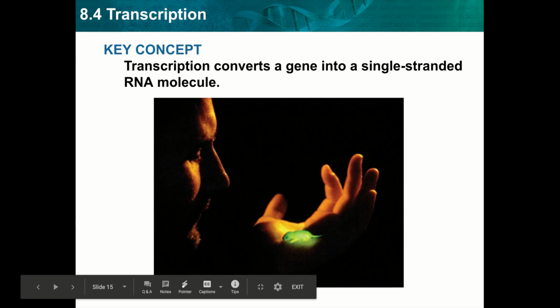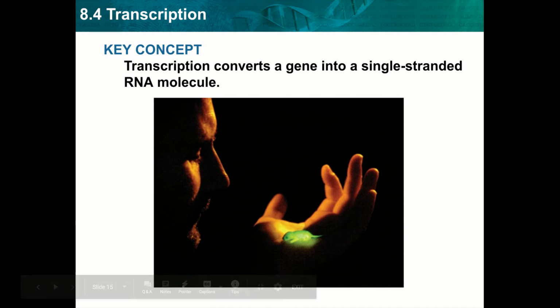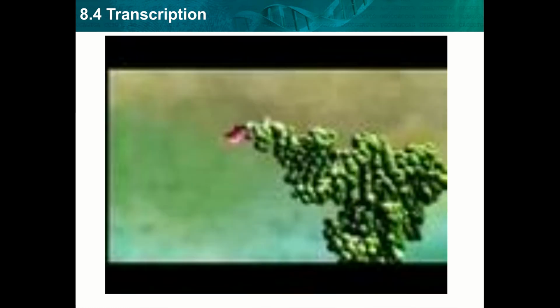All right, we are moving forward with transcription. We've completed DNA structure, we've completed DNA replication, what that process looks like, where it takes place, when it takes place in the cell cycle. And now that we have our DNA replicated, we have to transcribe it. So the process of transcription after replication is converting a gene into a single-stranded RNA molecule.